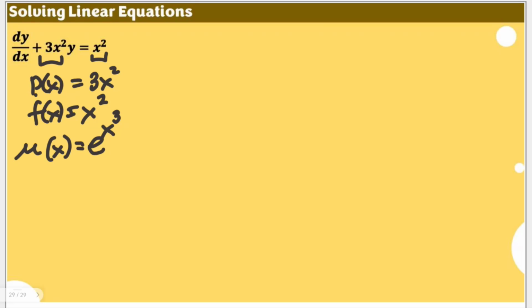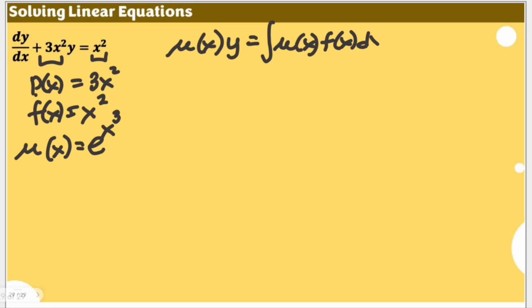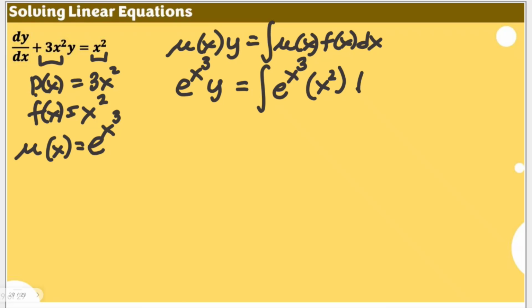That's why we separated the video, in order for you to really appreciate the concept of integrating factor, and now it's used in solving the given equation. We can use this expression times y is equal to the integral of your integrating factor times f of x dx. So simply plug in all the values. You will have e to the power of x cubed times y is equal to the integral of e to the power of x cubed times your f of x, which is x squared, times dx.